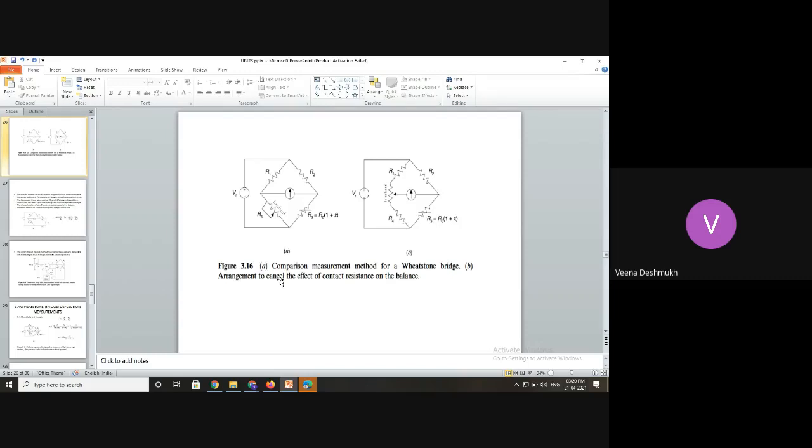See here, arrangement to cancel the effect of contact resistance. Just part comes in one ratio arm, the other part comes in the other ratio arm. So automatically the lead resistors will be compensated because they are in the ratio arm. So the balancing becomes easy, and partially it is on both the sides, so automatically it gets compensated. So a simple arrangement like this can take care of lead resistors.